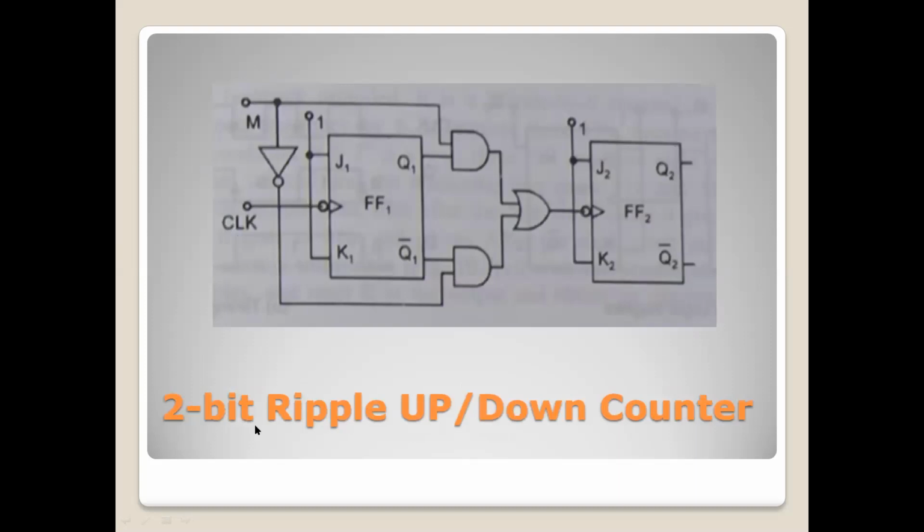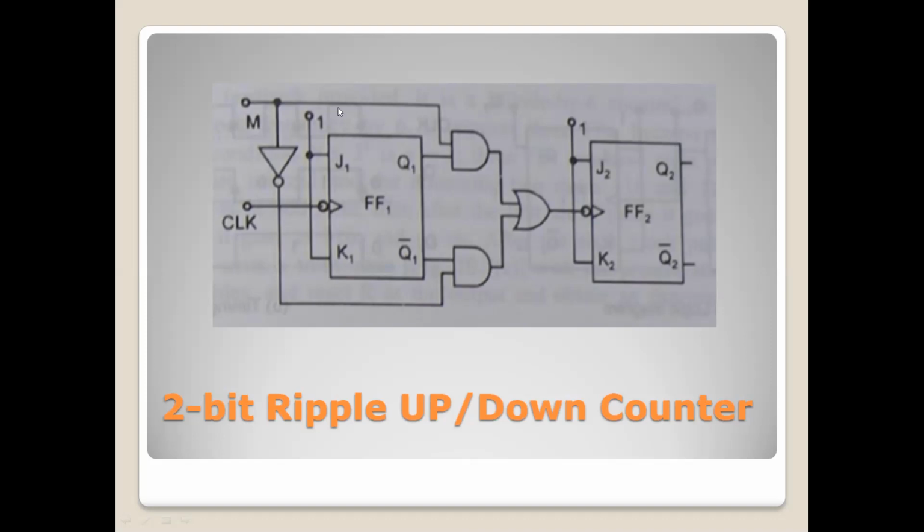Next circuit is the 2-bit ripple up-down counter. Ripple counter means asynchronous counter. Ripple counter is another name for asynchronous counter. In the previous two circuits we have seen the up counter and down counter separately. In this circuit we can use it for up counting as well as down counting, both in the same circuit. For this we are using an additional combinational circuit here: 2 AND gates and then 1 OR gate, and another new input M.